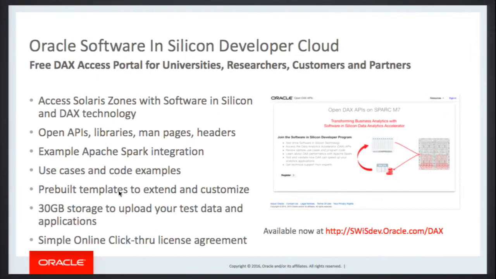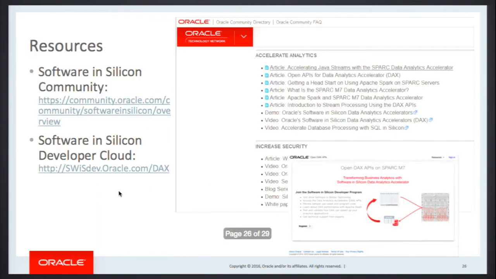So this is all available in the Silicon Developer Cloud. It's available to universities, researchers, customers, partners. You basically sign up. There's a click-through license agreement. Access is through Solaris and Solaris zones. There's APIs. There's use cases. There's code examples. There's pre-built templates. And again, it's a way of trying out and experimenting with your own applications and exploiting the capability we have there. And lastly, here are some more resources. There's the cloud itself at the bottom, and there's a whole bunch of different write-ups on using our libraries and our stream processing in our SPARC microprocessors.